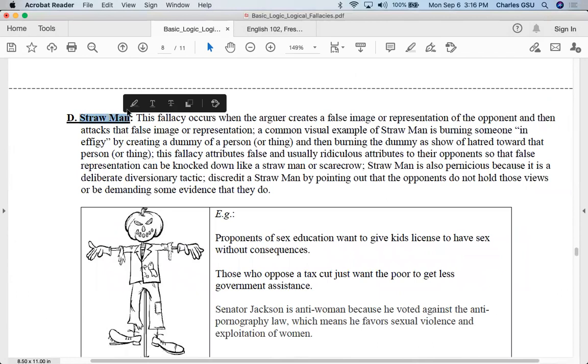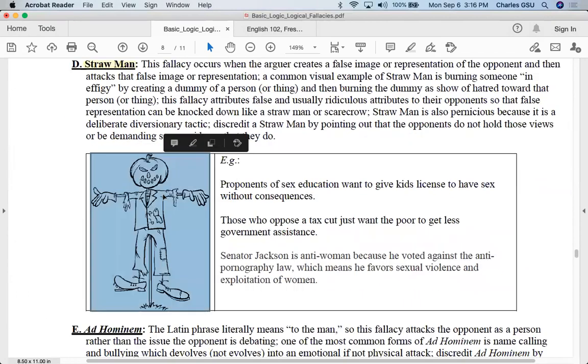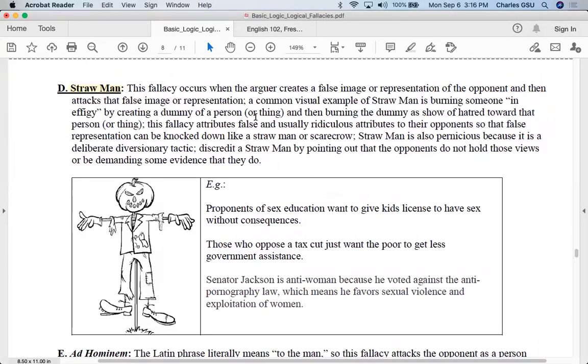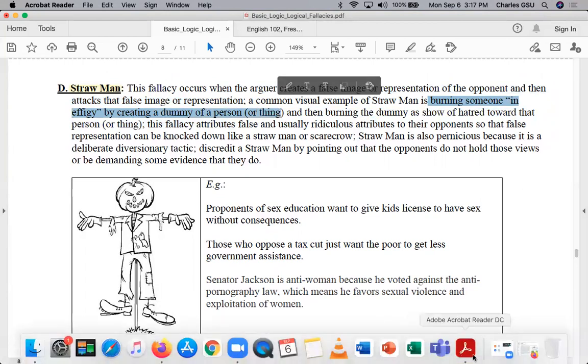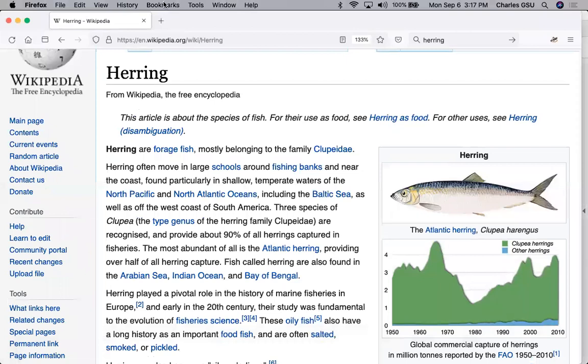Straw man. Straw man, here represented with the scarecrow, is a kind of deliberate, again, pernicious tactic, and it creates a false representation or image of your opponent and then attacks that false representation. So one of the common methods is to burn someone in effigy. So an effigy is like a dummy or a false representation of someone or something.